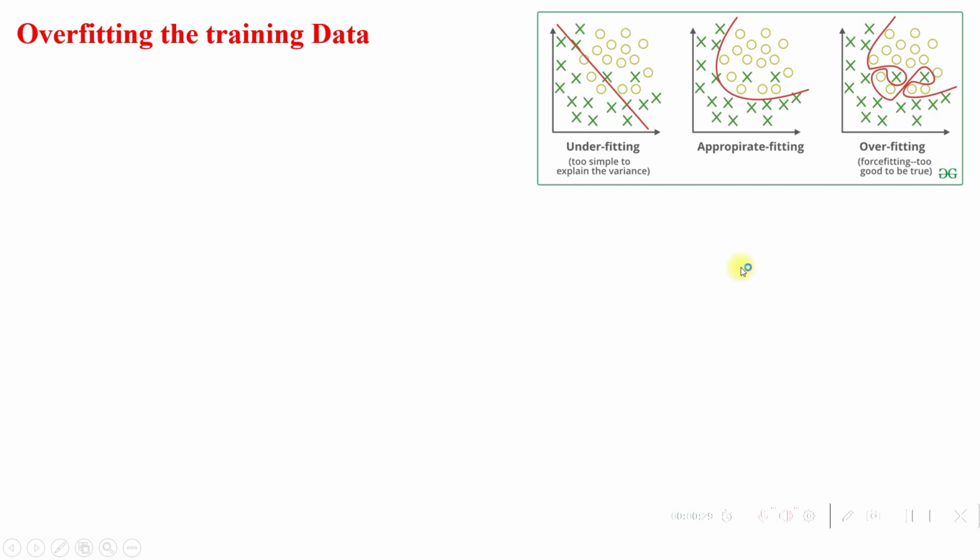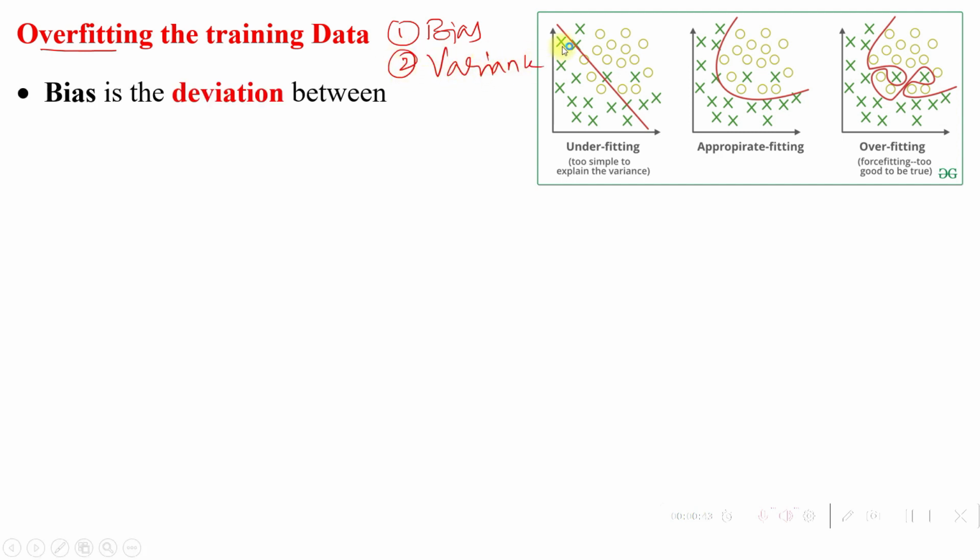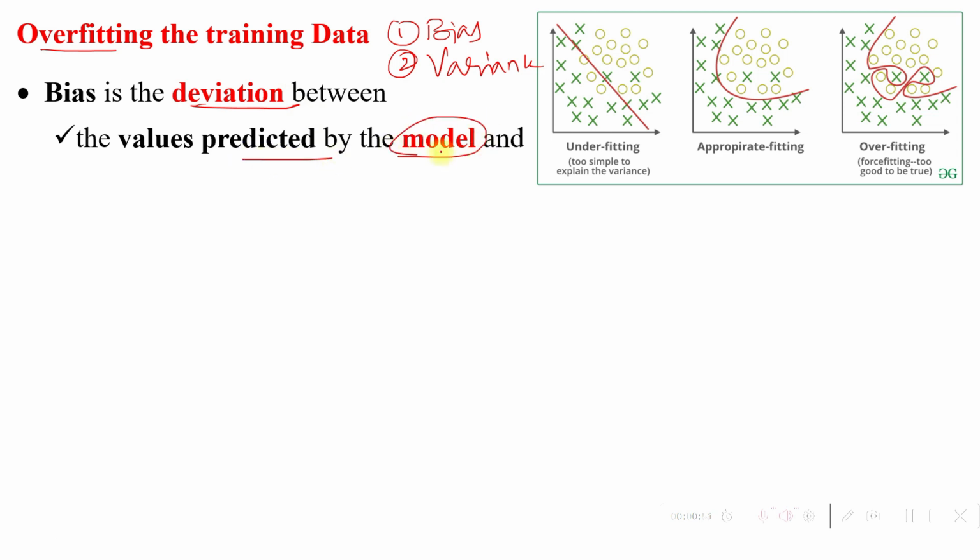In order to understand overfitting the training data, we have to understand two things. The first one is bias, and the second one is variance. What do we mean by bias? Bias is the deviation between the values predicted by the model and the actual values. Simply, the difference between the actual values and the predicted values is called bias.